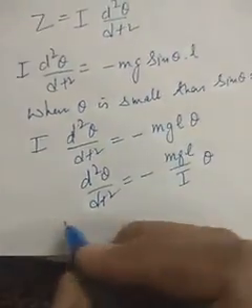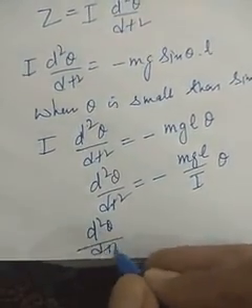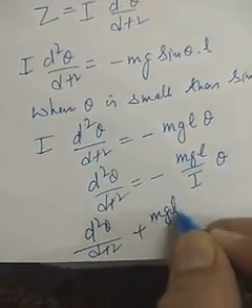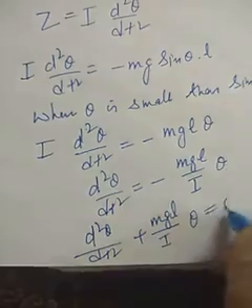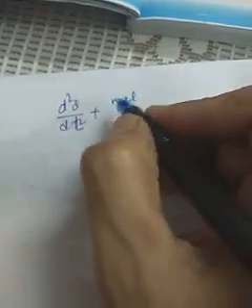Or this equation can be rewritten as d square theta by dt square plus mgL upon I theta equals 0. This is again the form of the equation of motion for a harmonic oscillator. Now compare this equation with the equation for a harmonic oscillator, d square theta by dt square plus mgL divided by I theta equals 0.